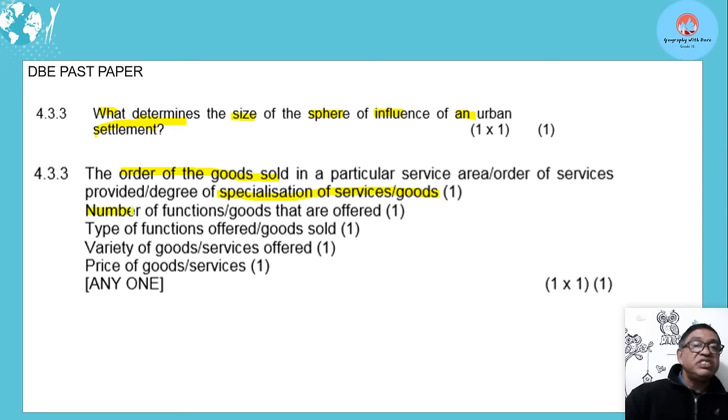Number of functions or goods offered, types of functions and goods offered. In there, you may have a small court in the town. You may have the Supreme Court in a city, so people are prepared to travel far. Variety of goods and services, obviously, greater variety, you travel further. And the price, a loaf of bread nearby, right? The area will be small, whereas a BMW, people will travel further. So the area is bigger, okay?